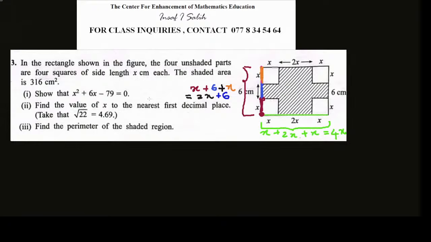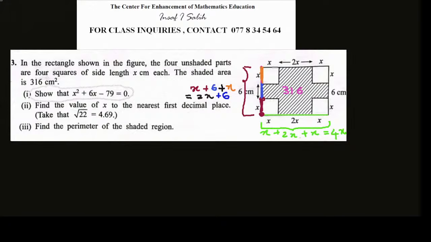And what has happened now? What have they done? This rectangle, they have left some spaces empty and the rest of the area is covered with stripes, or they have shaded. And they have said the shaded area is 316. How do we find the shaded area? We have been asked to show that x squared plus 6x minus 79 is 0. So how do we show that?